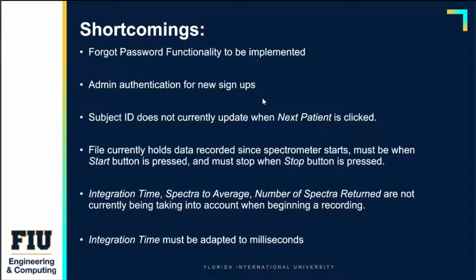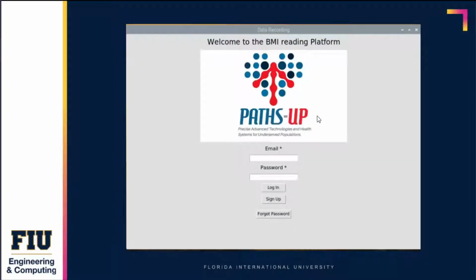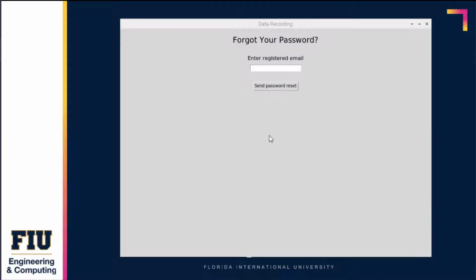The shortcomings contain a list of items that were determined to be of high importance, but due to the time constraints of our project, the team was not able to fully implement them. The first point is that the forget password button functionality is not yet implemented. As you can see in the picture, here is a button called forget password. It currently takes you to the frame to reset your password, but again, the functionality is not yet implemented and it needs to be done.